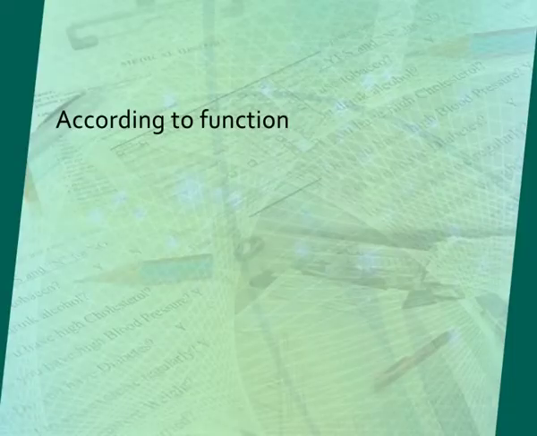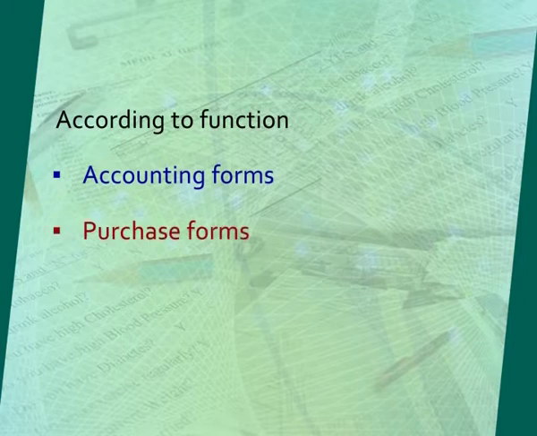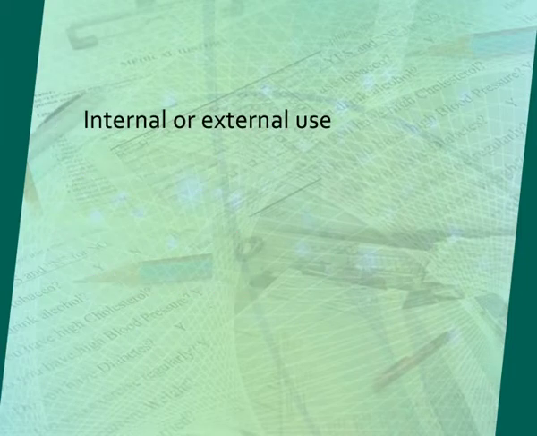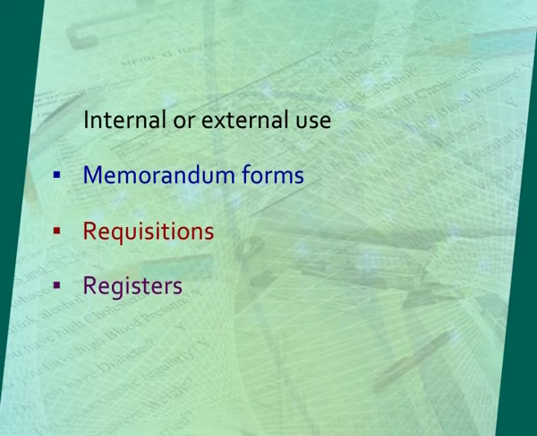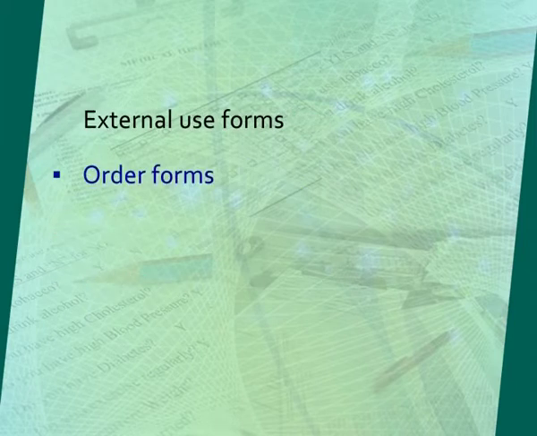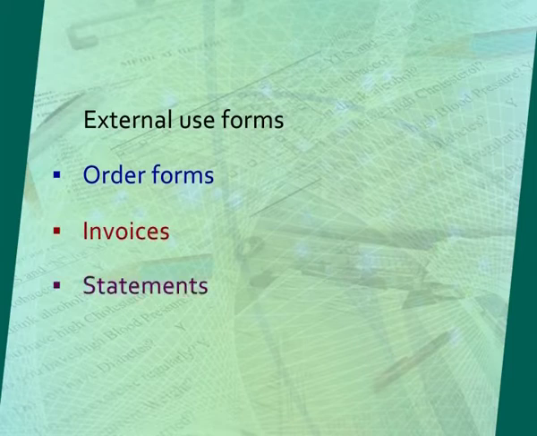We all would be thinking how one classifies these forms, so I shall help you with that too. These classifications are based on their utility. Classification of office forms. Number 1, according to the functions: accounting forms, purchase forms, sales forms, etc. Number 2, internal and external use. Internal use office forms such as memorandum forms, requisitions, registers, etc. External use forms such as order forms, invoices, statements, etc.